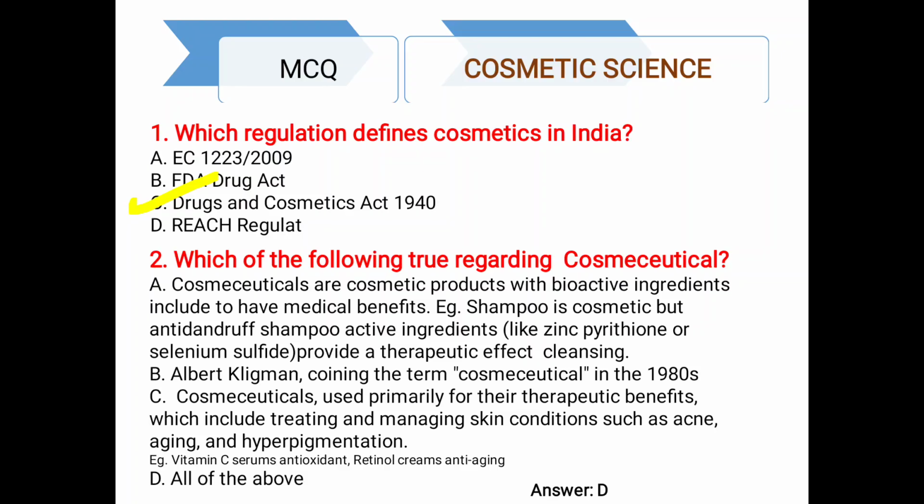B. Albert Kligman coined the term cosmeceuticals in the 1980s. C. Cosmeceuticals are used primarily for their therapeutic benefit, which includes treating and managing skin conditions such as acne, aging, and hyperpigmentation. Vitamin C serum is an antioxidant, and retinol cream is anti-aging. And D. All of the above. So all of these are true. D is the correct answer.